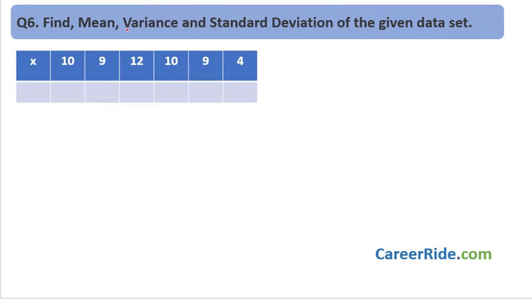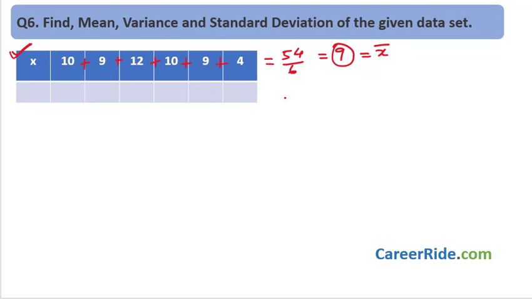Question number 6. Find mean, variance and standard deviation of the given data set. Now the values of x are given to me. So I know mean is equal to what? Mean is equal to the summation of all these values divided by the number of observations. So this is equal to 20, 32, 32 plus 9 is 41, 50, 54. 54 by 6 is my mean. That is equal to what? 6 9s are 54. So my mean, that is x bar, is equal to nothing but 9.